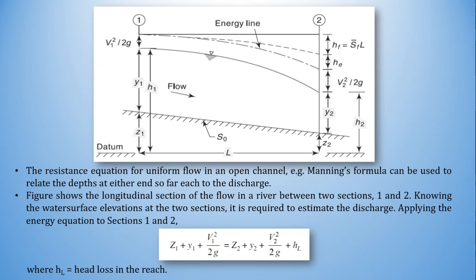The figure shows the longitudinal section of flow in a river between two sections, section 1 and 2. Knowing the water surface elevations at the two sections, it is required to estimate the discharge. Applying the energy equation to sections 1 and 2, Z1 plus Y1 plus V1 square by 2g is equal to Z2 plus Y2 plus V2 square by 2g plus HL, where HL is the head loss in the reach. It is the total head loss, which is split into HE and HF further.